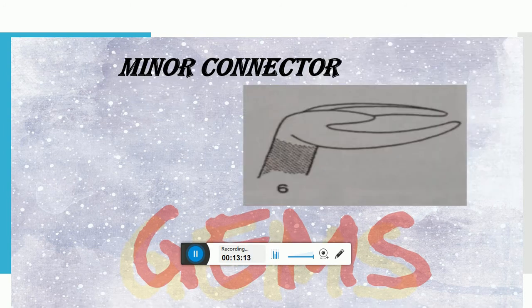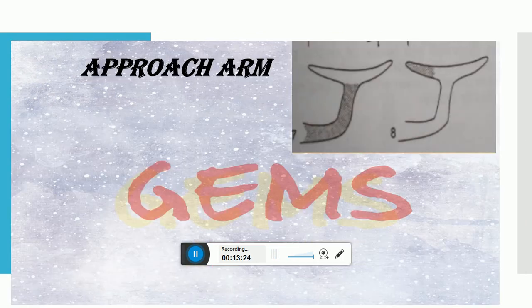Next we have the minor connector. Yesterday only the clasp was taken. It is the part of the clasp that joins the body to the remaining part of the framework. Next is the approach arm. It projects from the framework, runs along the mucosa, and turns to cross the gingival margin of the abutment tooth. Body and retentive terminal are attached to it, and it is slightly flexible.